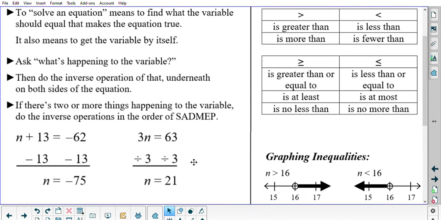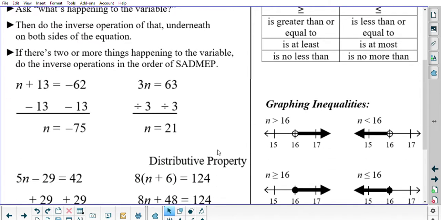Now, if there's two or more things happening to the variable, then we're not going to do the order of PEMDAS, the order of operations, because the word inverse means to do the opposite. So we're going to do the opposite order of PEMDAS, which does humorously spell the acronym SADMEP. But all that really means is that you would subtract or add first and then divide or multiply second. And then if there were exponents, you would deal with that third. And if there was parentheses, you could deal with that last. Although I will show you on the fourth example here that in a lot of the parentheses problems, the distributive property could be used instead and then later do inverse operations.